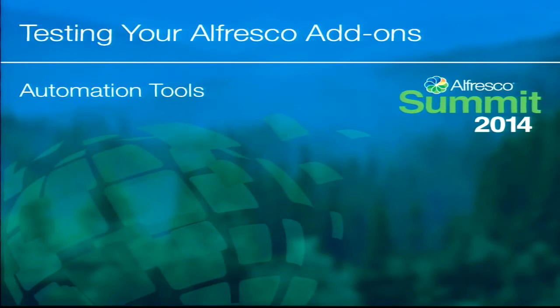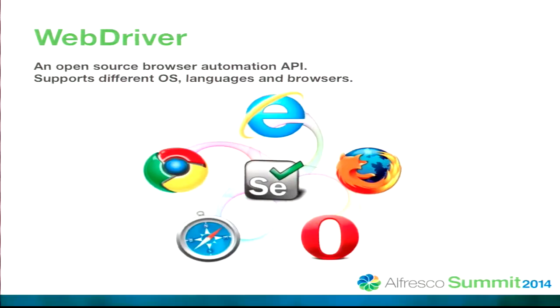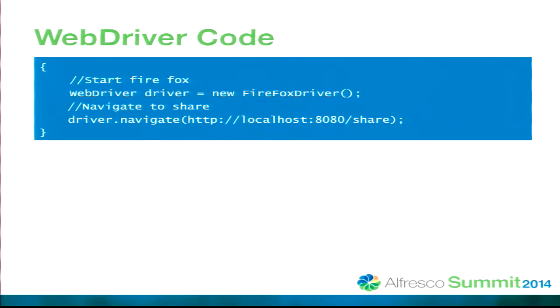So we've touched upon Selenium, and that's one of the tools that we use. And what we're going to look at is how we use Selenium and essentially what is WebDriver. WebDriver, for those of us who are new to it, is an open source API, supports different languages, different OS, and it allows us to interact with the browser. And here's a snippet of how you would start a WebDriver and go to an Alfresco page.